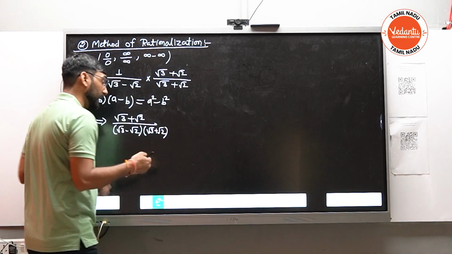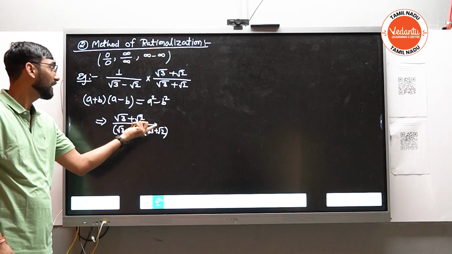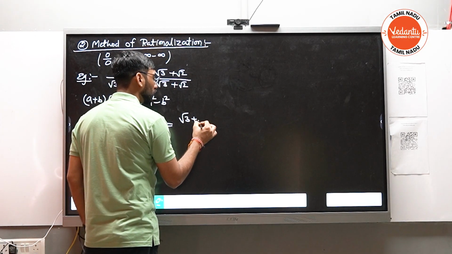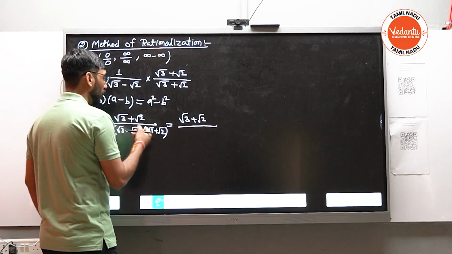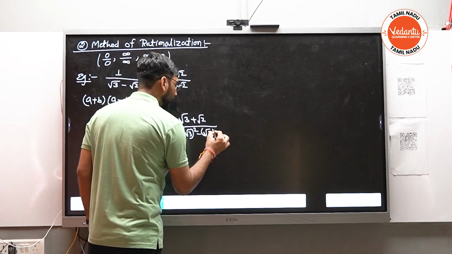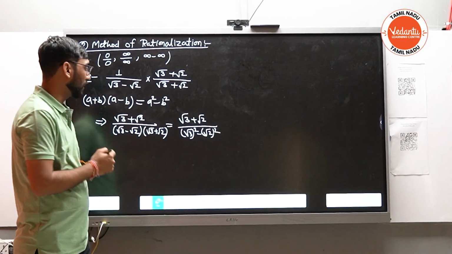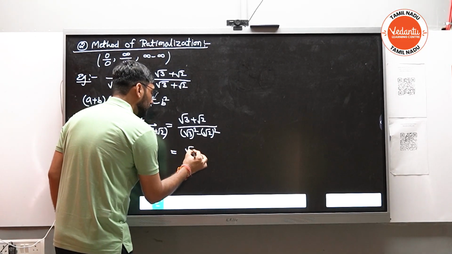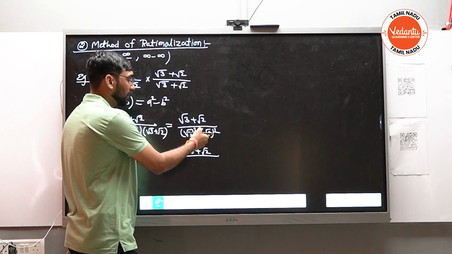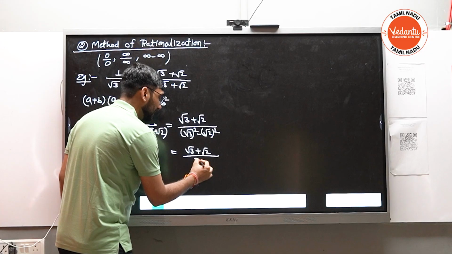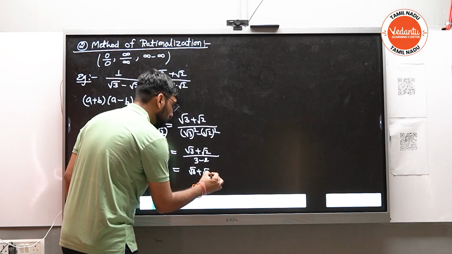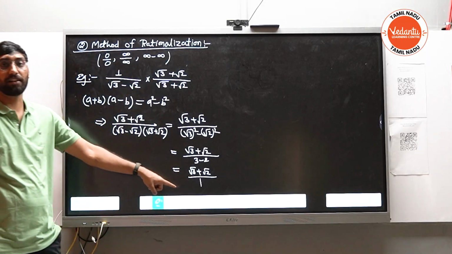This thing we have seen somewhere, right? This is nothing but this only. So I can write it as root 3 plus root 2 upon root 3 whole square minus root 2 whole square. Once I do this, I get root 3 plus root 2 upon 3 minus 2, which is root 3 plus root 2 by 1. Now we have rationalized our denominator.